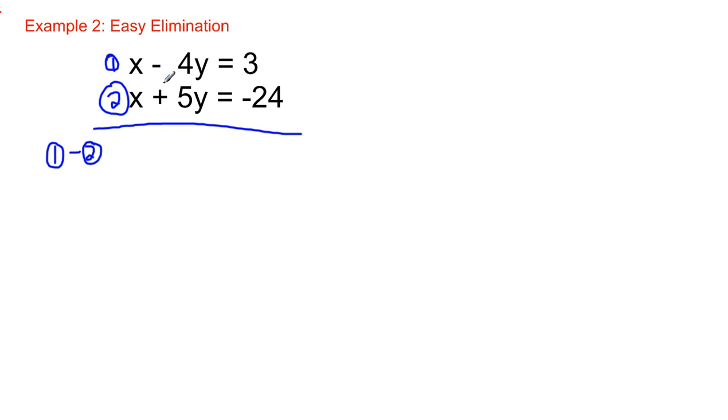I don't need to write that. Negative 4y minus 5y is negative 9y, and that's going to equal 3 minus negative 24, which is going to give me positive 27. Remember, we're applying the subtraction operation, so I have 3 minus negative 24, which is 3 plus 24, gives me positive 27. I'm going to divide both sides by negative 9, and I'm going to get y equals negative 3.